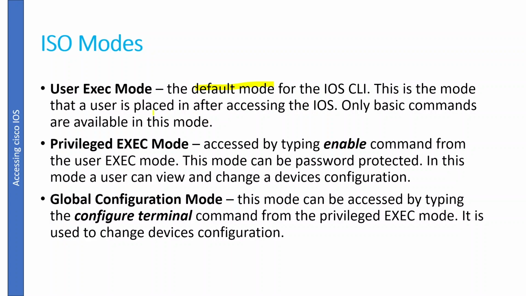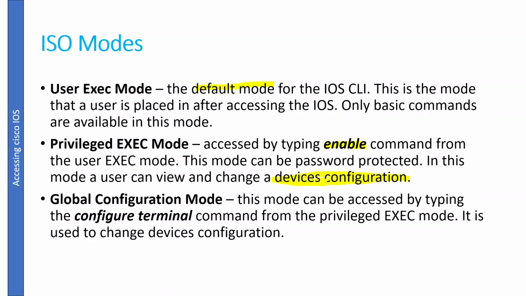So here we have some basic commands in this mode, but we need to move into the next mode, that means privilege execute mode. For this we are using the enable command in our command line interface in Cisco IOS. Then after that we will move into the privilege execute mode. This mode can be password protected. In this mode, a user can view and change device configuration.